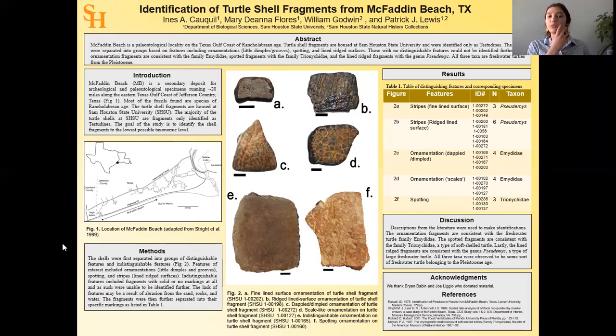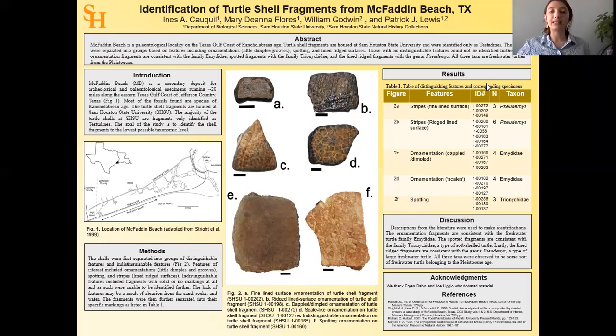The second main group were distinguishable features, and this is where we can see in Figure 2 again, Figure 2A through D and F were distinguishable features, and they were further separated into more specific features. In 2A and B, we can see that they were both striped specimens. C and D were both ornamentation, and then F was spotting.